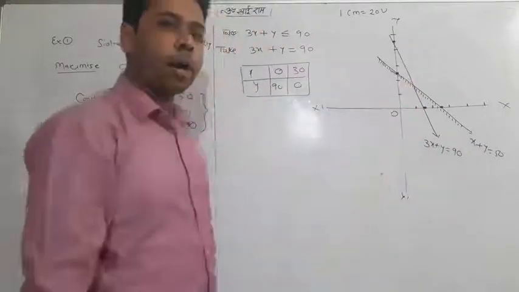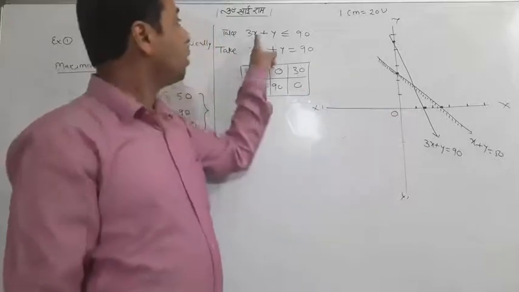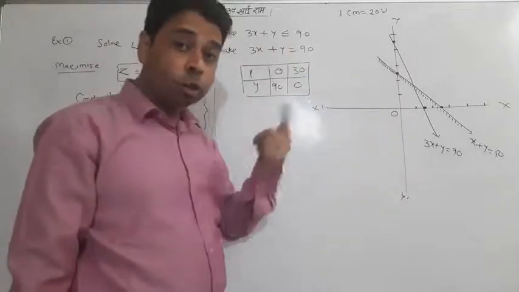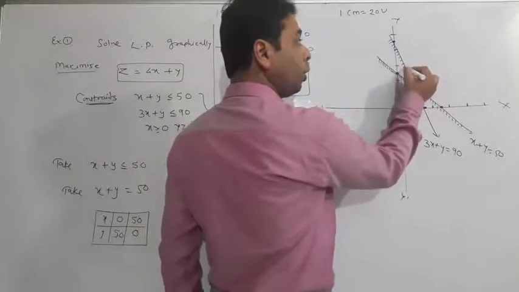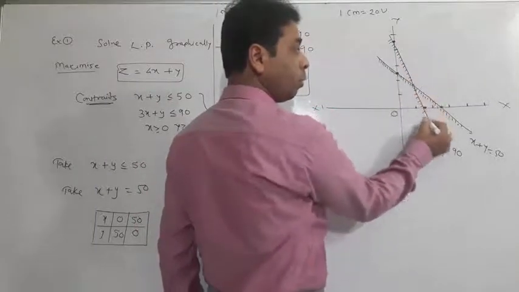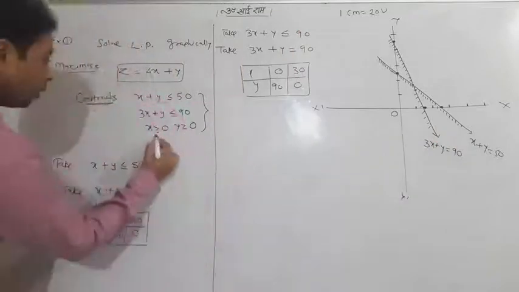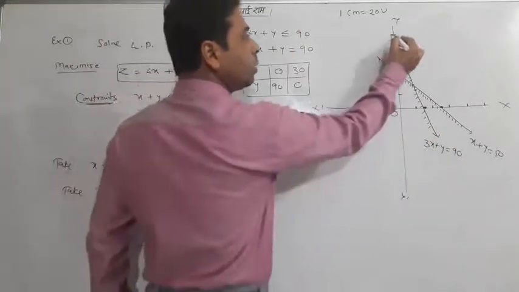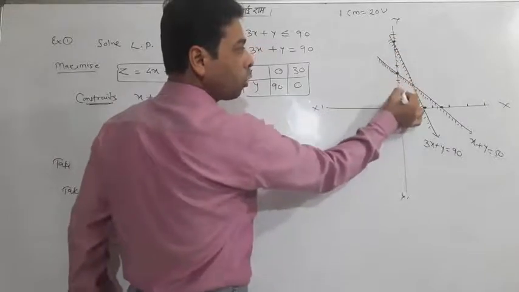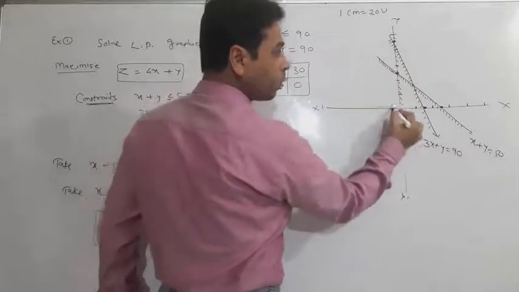Now again take an arbitrary point 0, 0. Put here 0 plus 0 less than 90. Again true. True meaning that we have to shade towards the origin point. We have done it. One more very important thing: these two are special. x greater than 0 is here, I taught you initially, and y greater than 0 is here.